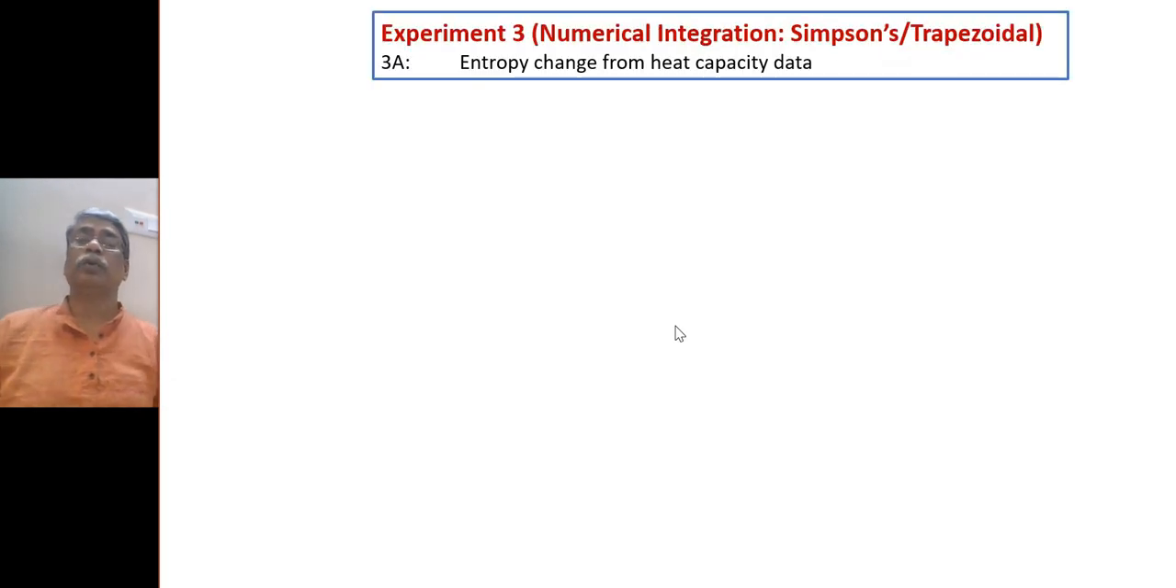So now we will be going for our almost last part, that means the numerical integration part, either by Simpson's or Trapezoidal rule. But there are 3 experiments, so one by one, let us see quickly the experiments first. Entropy change from heat capacity data, right?